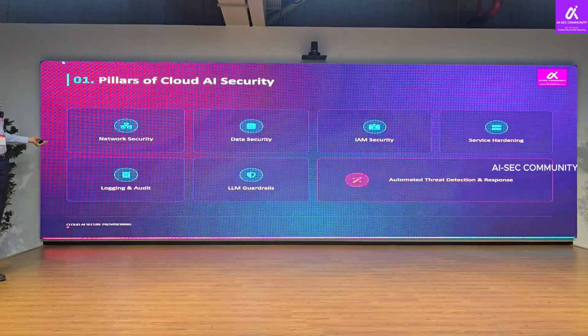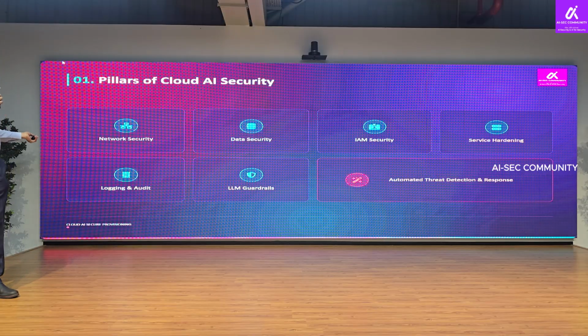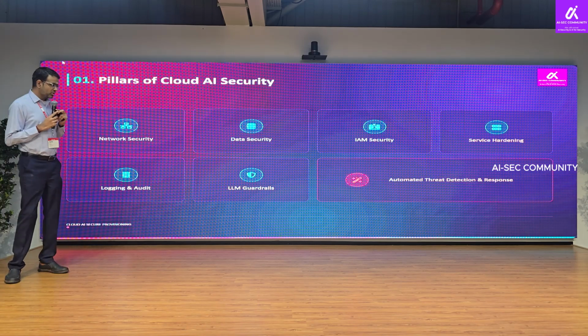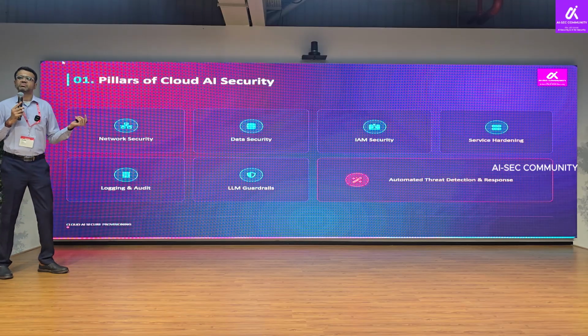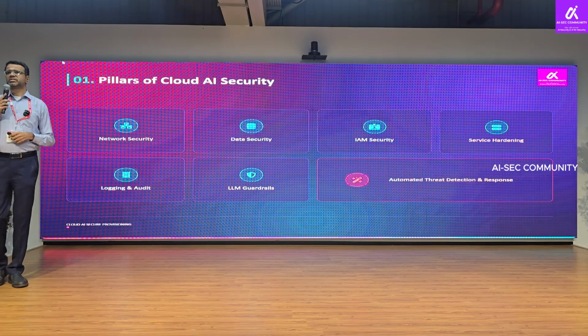And finally, logging and audit. The importance of logging is very high, especially with AI coming in. And then LLM guardrails, which is very specific to AI. These are the top pillars, I would say, from a security perspective.